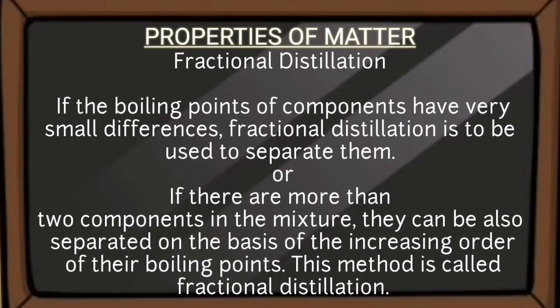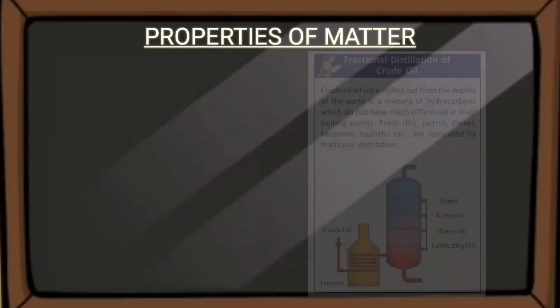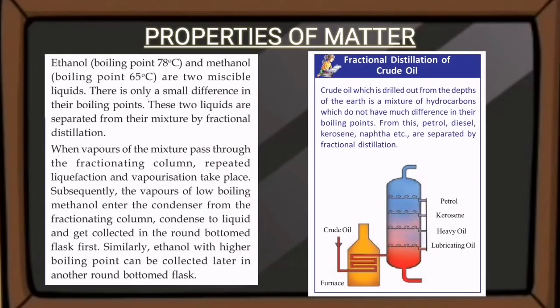Fractional distillation. If the boiling points of the components have very small differences, fractional distillation is to be used to separate them. Or in other words, if there are more than 2 components in the mixture, they can also be separated on the basis of increasing order of their boiling points. This method is called fractional distillation. Read this.